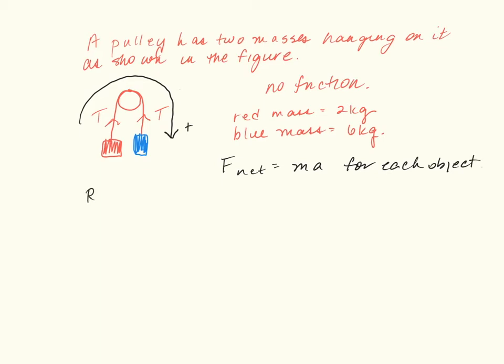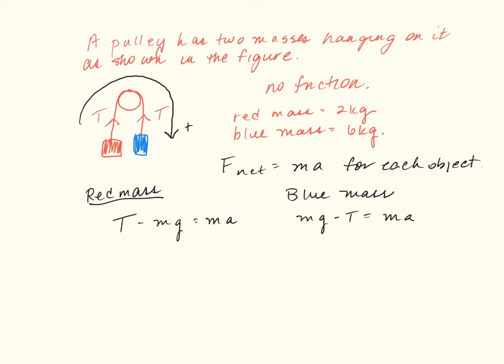So for the red mass, we have T, which is positive, minus the weight, which is mg, is equal to ma. And for the blue mass, we have mg minus T is equal to ma. So make sure you understand why the signs are different in both of those cases, because of the direction that we've chosen as positive. And actually, I probably should put mg on here. So this is mg like that, and this is the other mg.